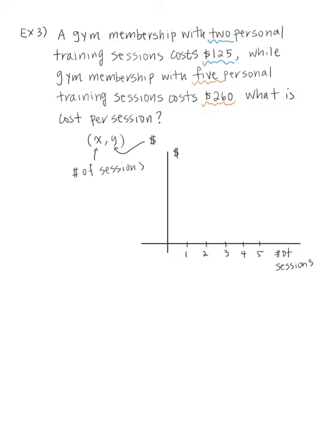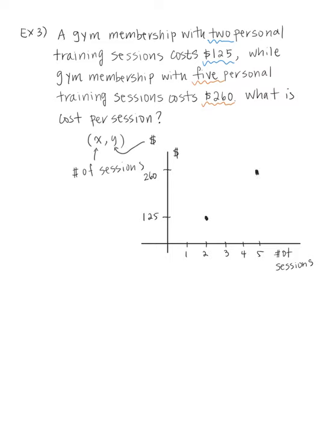So let me jot down what we're given. It says that 2 personal training sessions cost $125. First of all, this is going to be completely off the scale, so please bear with me. This is going to be $125, but that's for 2 sessions, right? So let me plot the dot here. And then for 5 sessions, it's going to cost $260, so let me put this point at 260. Does that look right?